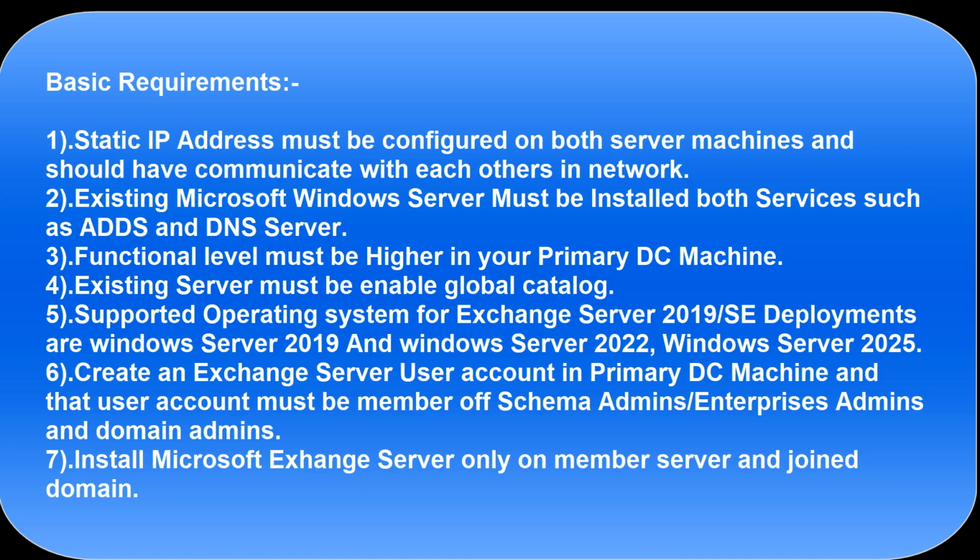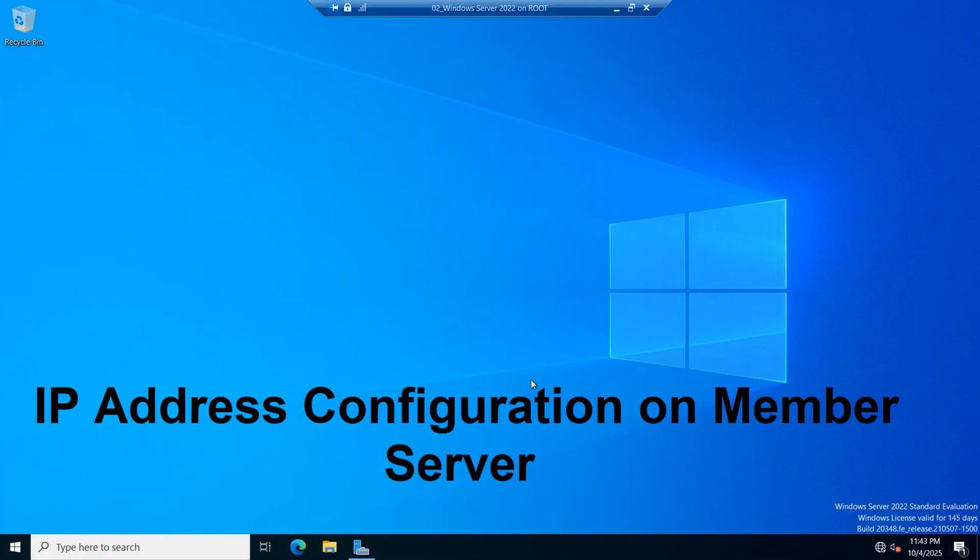Fifth, the supported operating systems for Exchange Server Subscription Edition deployment are Windows Server 2019, Windows Server 2022, and Windows Server 2025. Sixth, create an Exchange Server user account in the primary domain controller, and that user must be a member of Schema Admins, Enterprise Admins, and Domain Admins. Number seven is install Exchange Server only on a member server, and the domain should be joined. These are the seven basic steps. You should also follow these steps for the Exchange Server deployment.